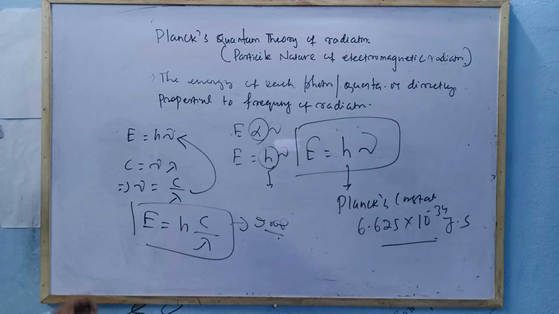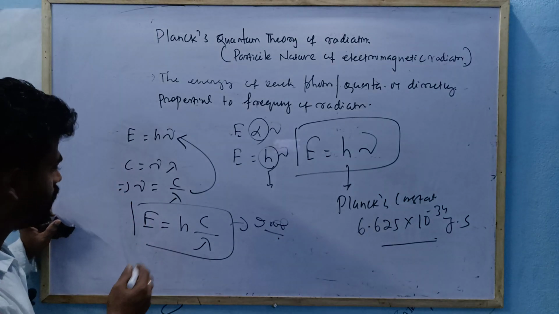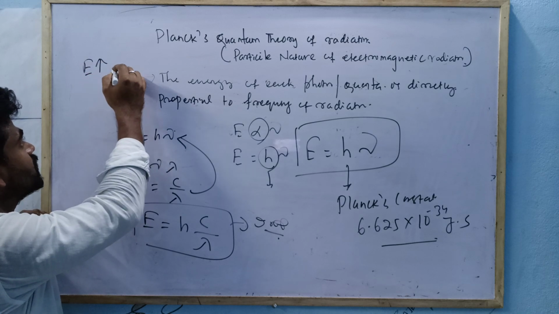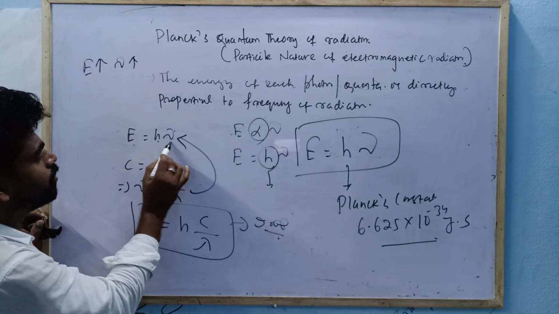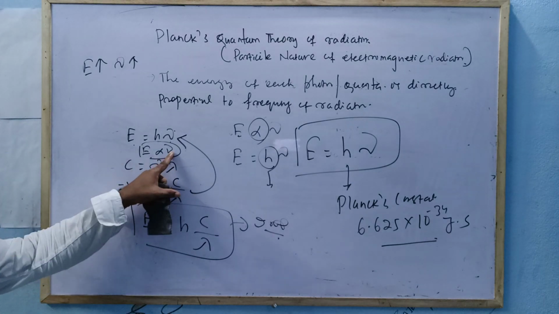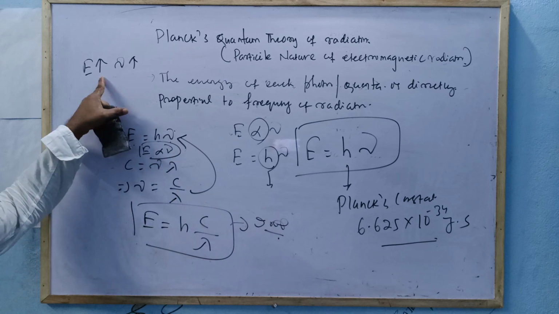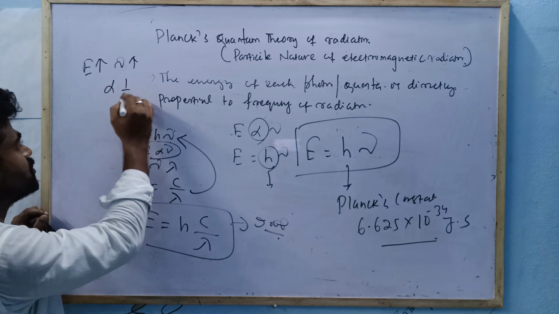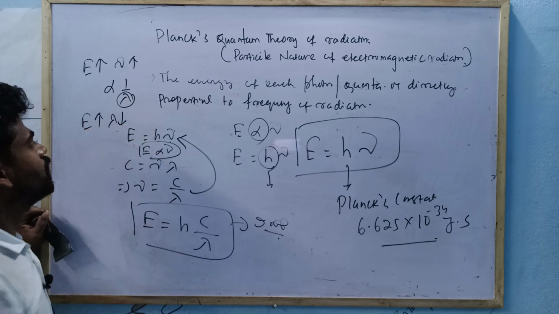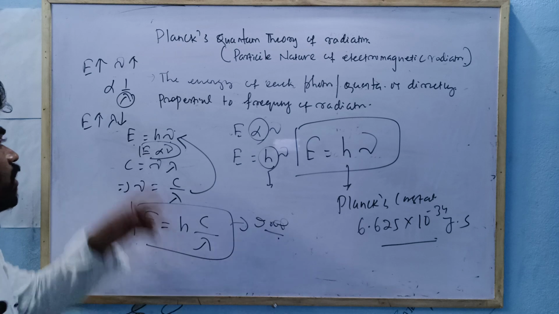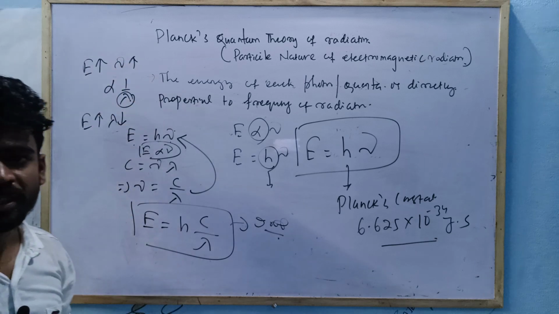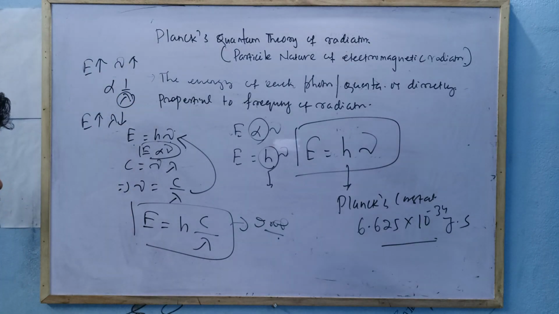From here it is clear that if energy increases, the frequency is also more. E is equal to h nu, so E is directly proportional to nu. If the frequency of radiation is more, the energy will be more, and it is inversely proportional to wavelength. So if energy is maximum, then wavelength will be low. Low wavelength corresponds to high energy, and high energy means high frequency. Just remember this relation.